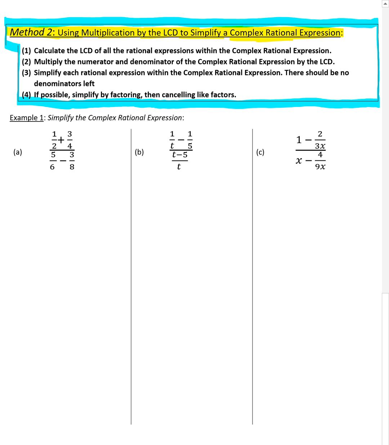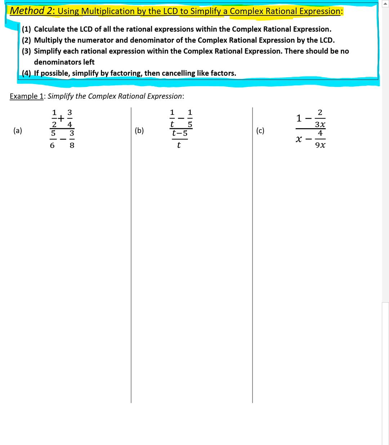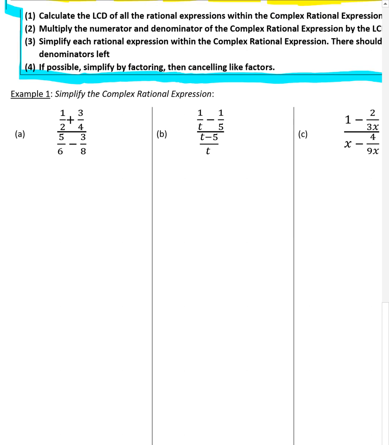So what we're going to do, like it says in the title, we're using multiplication by the LCD to simplify a complex rational expression. Alright, so first thing we're going to do, we might as well follow along with these steps when we're looking at example 1 part A here. So first thing we're supposed to do, it says calculate the least common denominator of all the rational expressions within the complex rational expression. Okay, step 1, so basically they're saying look at all the little denominators.